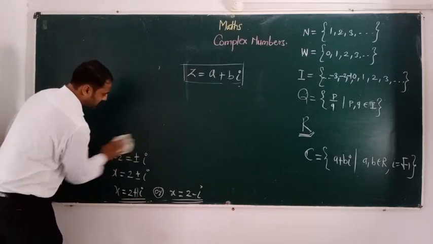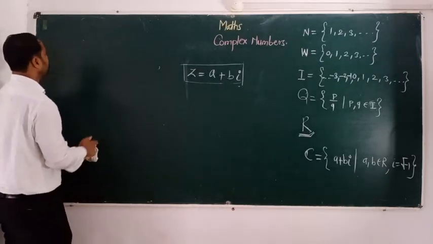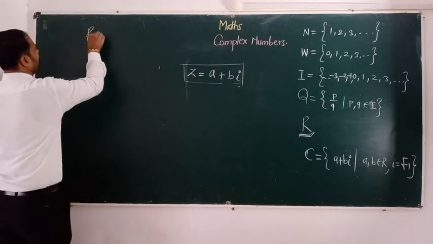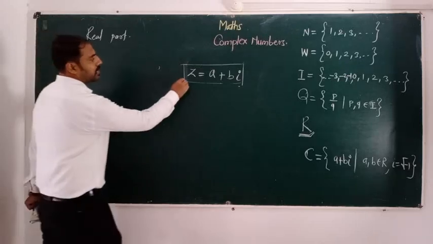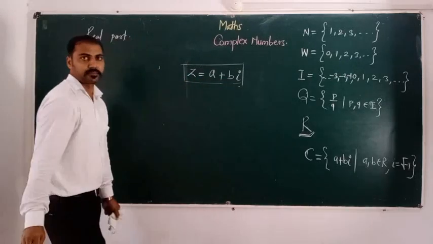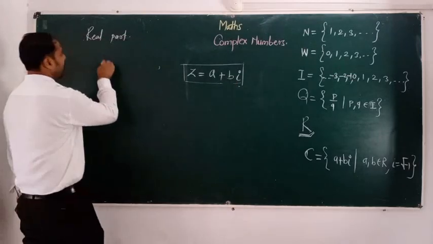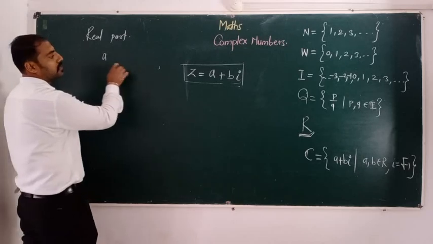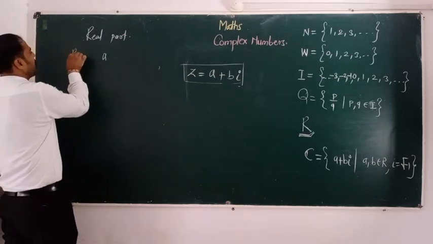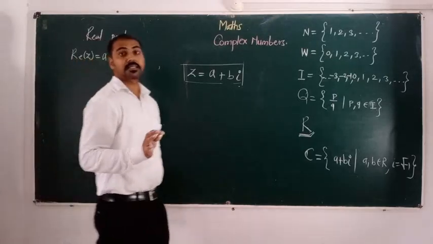Next, the definition of real part. In complex number z is equal to a plus bi, a is called the real part of z, and it is denoted by Re of z.